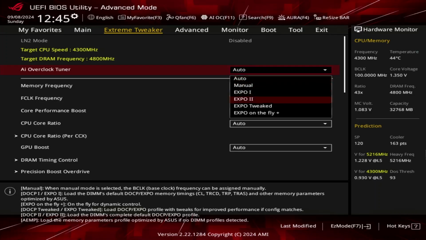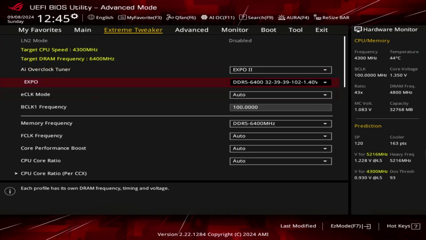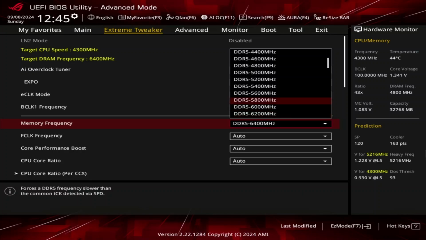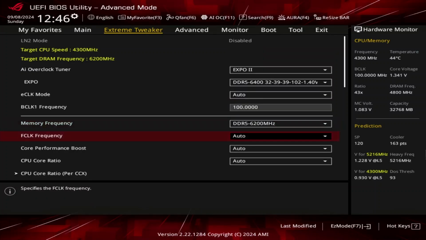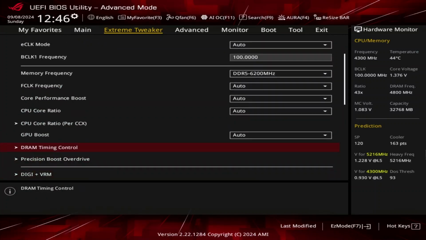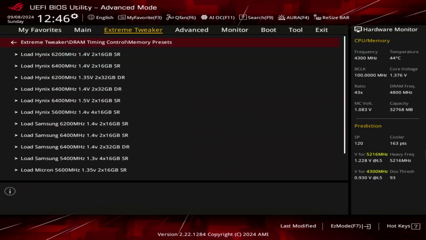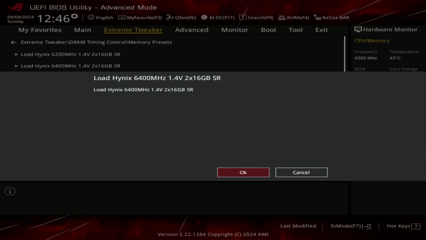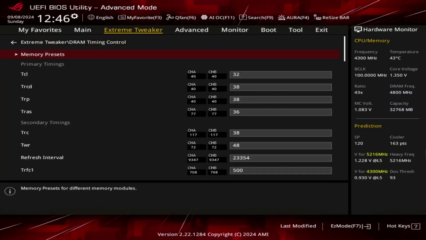Upon entering the BIOS, go to the Extreme Tweaker menu. Set AI Overclock Tuner to EXPO 2. Set memory frequency to DDR5 6200. Enter the DRAM timing control submenu. Enter the memory presets submenu. Select Load Hynix 6400 1.4 volt 2x16 GB single rank and click OK. Leave the memory presets submenu. Set TCL, TRCCD and TRAS according to the EXPO kit. Set TRAS to 38. Leave the DRAM timing control submenu.